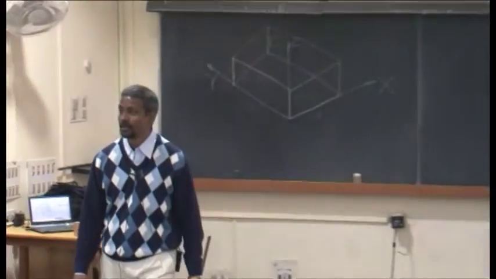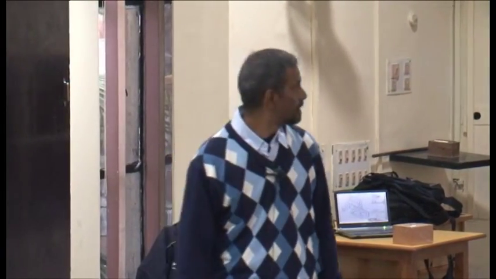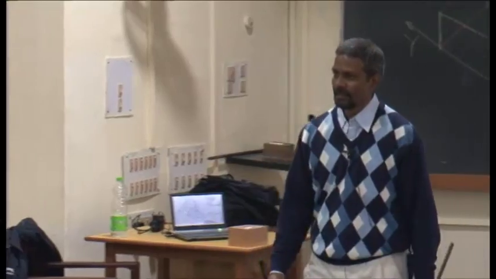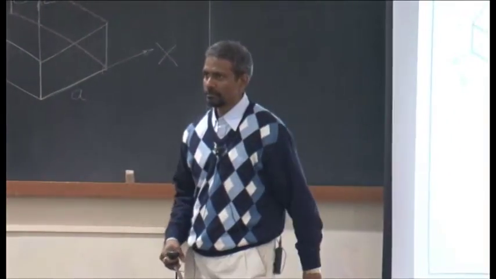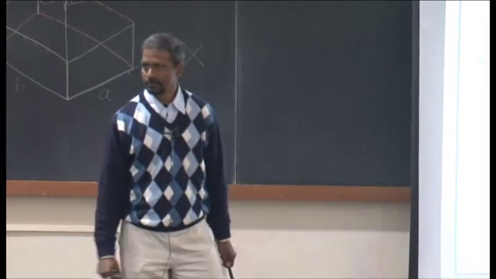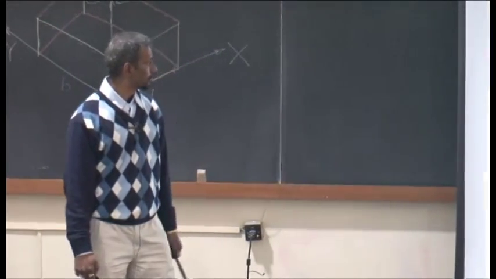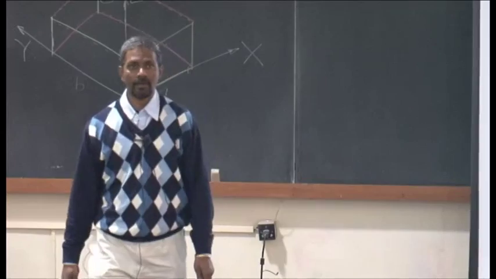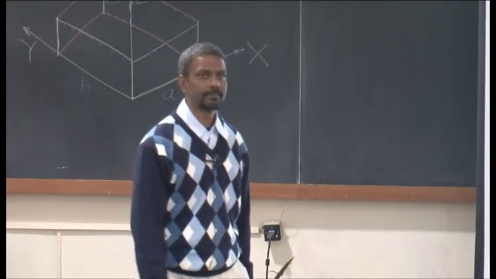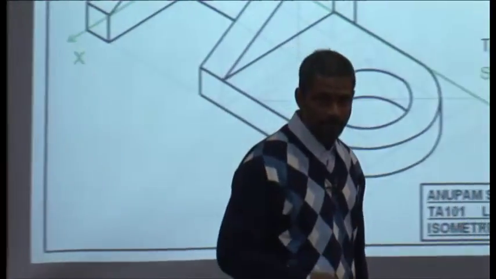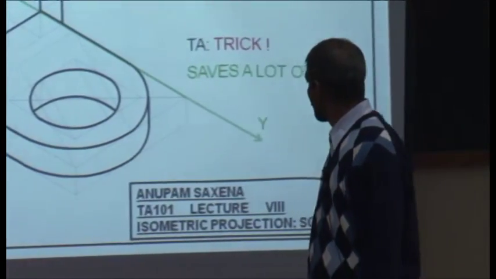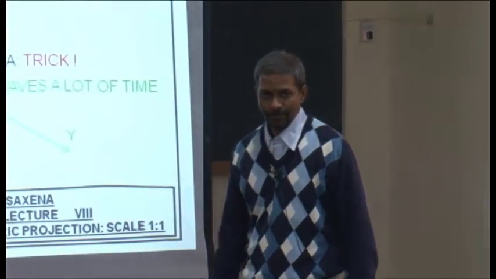What do you mean? For the second arc, it's a void, no? It's a cylindrical void along the z direction. Okay. I don't need a line.